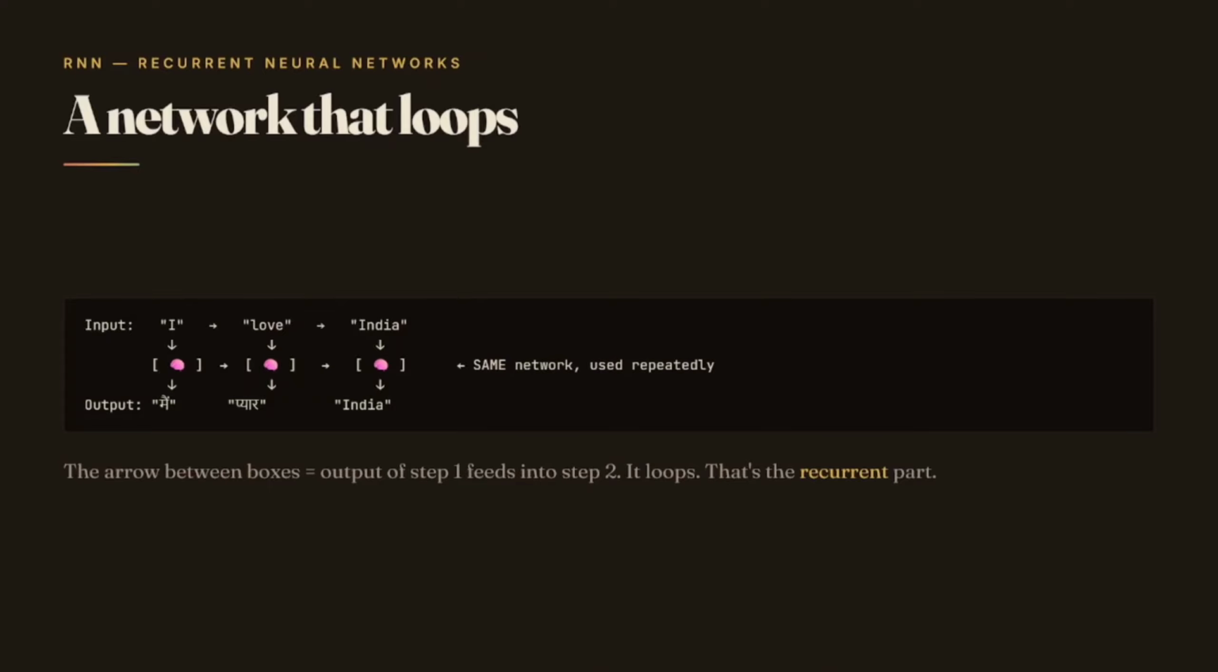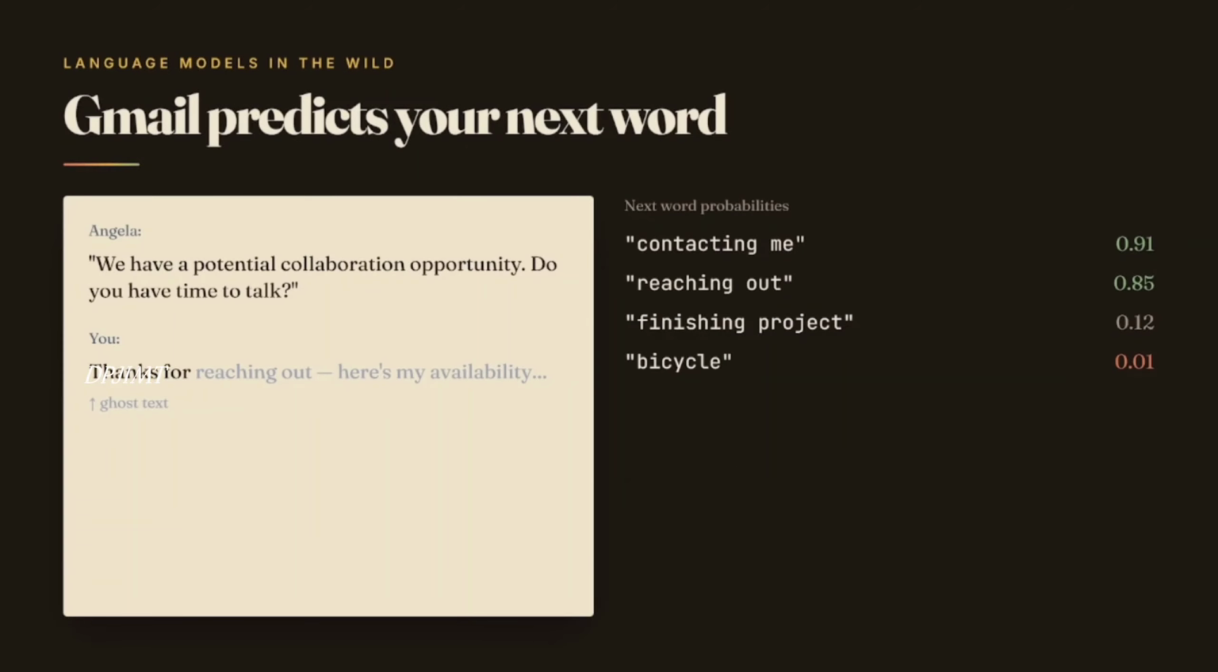But then another problem emerged. You have seen Gmail's autocomplete, right? You start typing, let's say you start typing "thanks for reaching out" and it finishes the sentence for you. How does that work? Here the model reads the context, in this case an email about a potential collaboration, and predicts the probability of the next word. "Contacting me" might have a probability of 0.91, and "finishing the project" would have a much lower probability given the context.